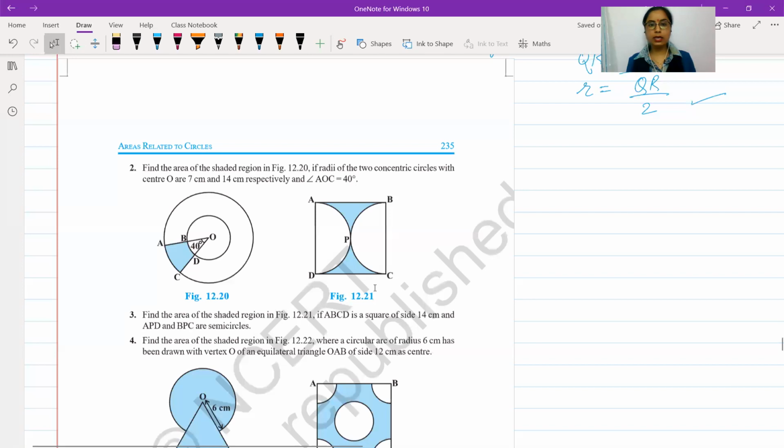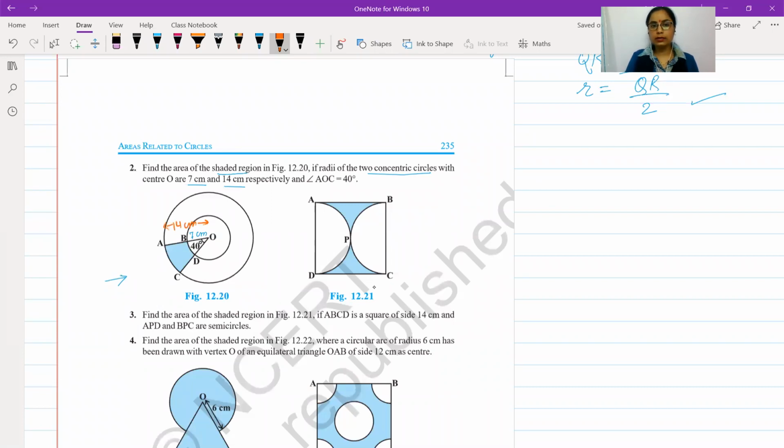Question number 2, find the area of the shaded region in figure 12.20 if radii of two concentric circles with center O are 7 centimeters and 14 centimeters. So you can see there is a smaller circle, there is a larger circle. The radius of the smaller circle is 7 centimeters and the radius of the larger circle is 14 centimeters. You have to find out the area of this shaded region.